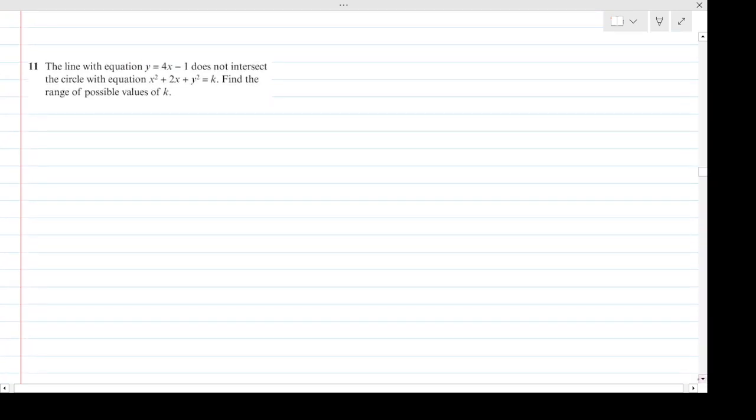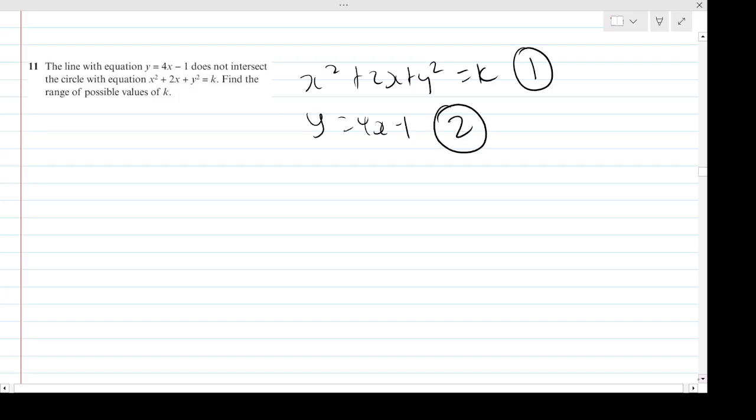Let's have a look at this one. We are told that the line with equation y equals 4x minus 1 does not intersect the circle with equation x squared plus 2x plus y squared equals k. Find the range of possible values of k. Again, very similar situation. We have the circle, x squared plus 2x plus y squared equals k, and this line y equals 4x minus 1 there. Again, we're considering their intersection, so we need to equate them together.